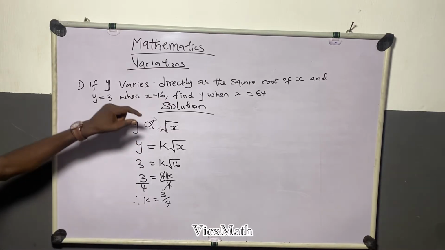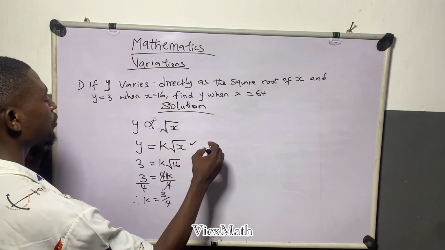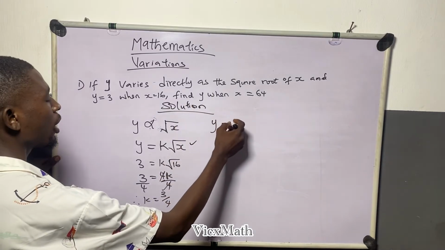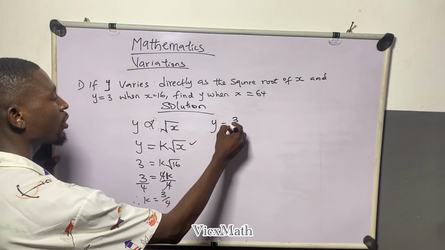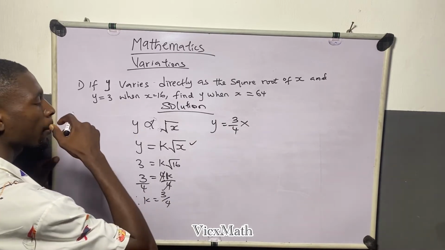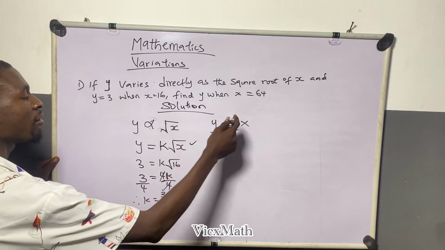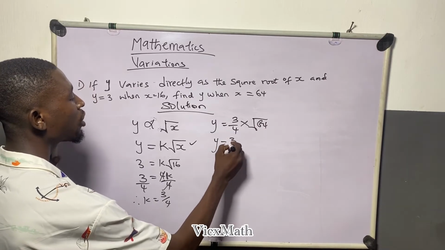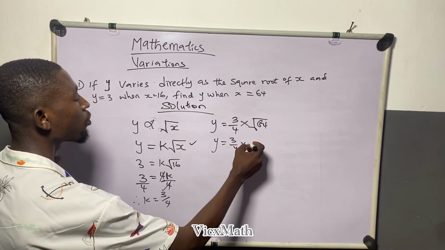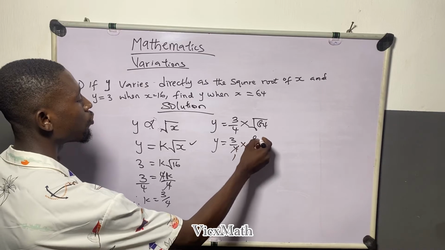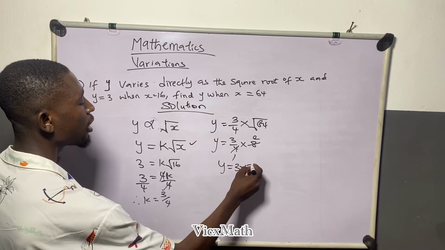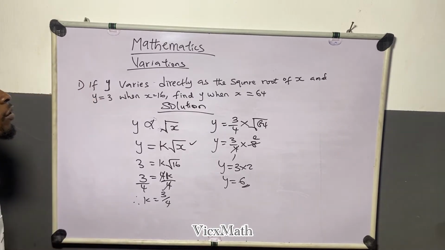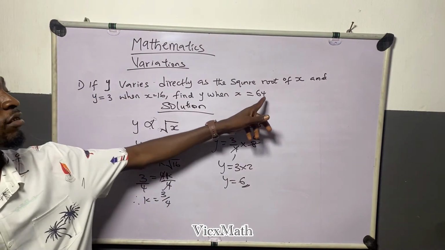Now you can use this back in the equation. We should find y. Remember that our k is constant. Our k is now 3 over 4. Our x is 64. Remember that we have the square root of 64. So we have y is equal to 3 over 4 times the square root of 64, which will give us 8. 4 here is 1, 4 here is 2. So y is equal to 3 times 2, and y will give us 6. That's the answer. So y is 6 when x is 64.